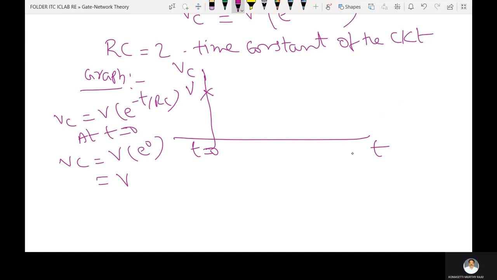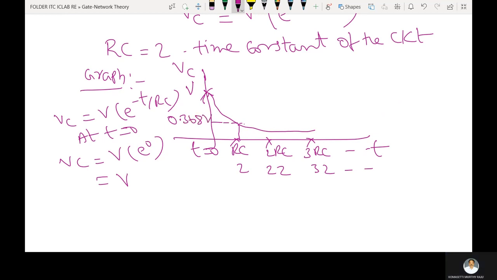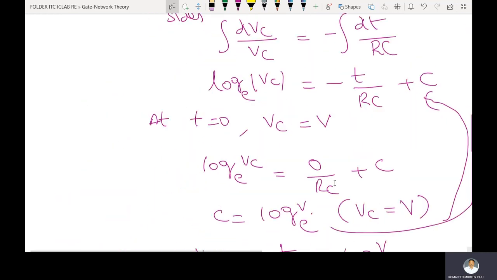As time increases through the time constants RC, 2RC, 3RC, and so on, that means tau, 2 tau, 3 tau, and so on, the capacitor is discharged through the resistance R. At tau equal to RC, the value of Vc is equal to 0.368 V. This is the discharging concept of the capacitor.